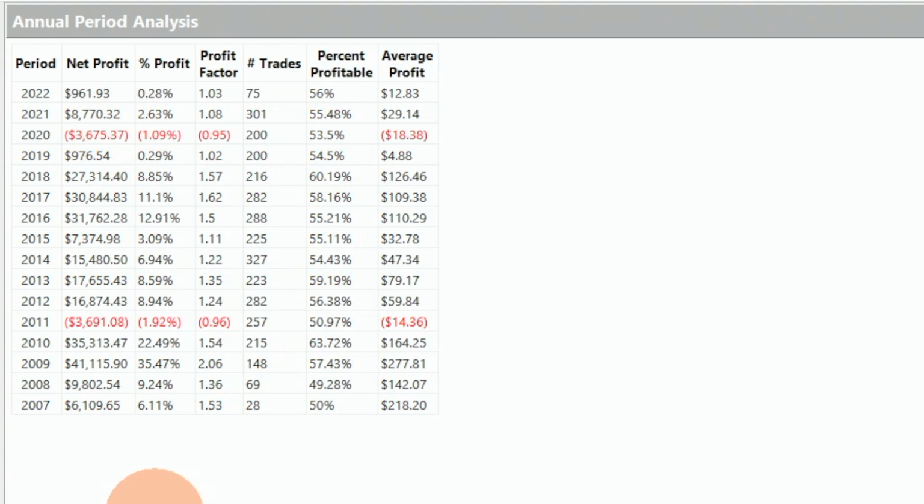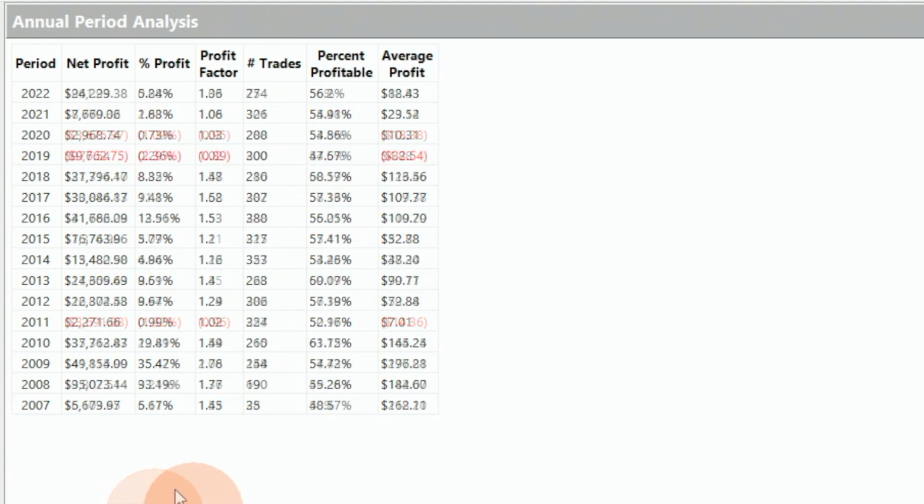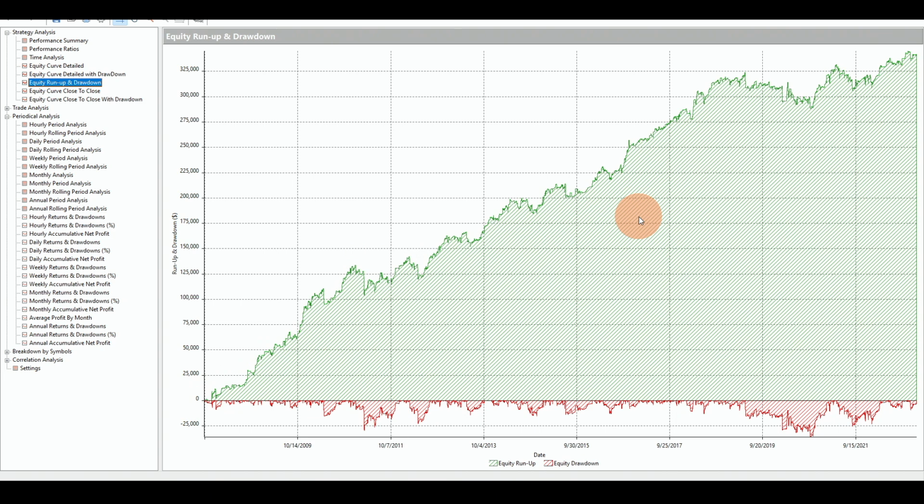So now I'm going to flip one switch to see the effect. First of all, we see the profile has changed. Instead of losing in 2 years, 2011 and 2020, now we're only losing in 1 year, which is 2019. And if we look at the curve, the previous drawdown was about 30,000. This one is about 35,000. But the previous high was around 240,000, and now it's about 340,000. Also, we just made a new high here. That was 2020. And we just made a new high here, which is 2022.